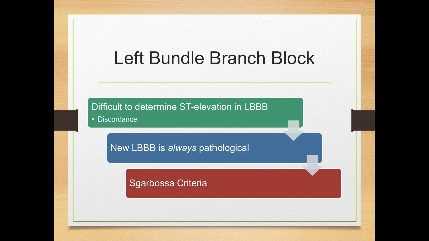Usually we're not going to know if that left bundle branch block is new or not. So here we're going to use our Sgarbossa criteria to determine whether or not there is actual cardiac damage, injury, infarction going on in the presence of an existing left bundle branch block.